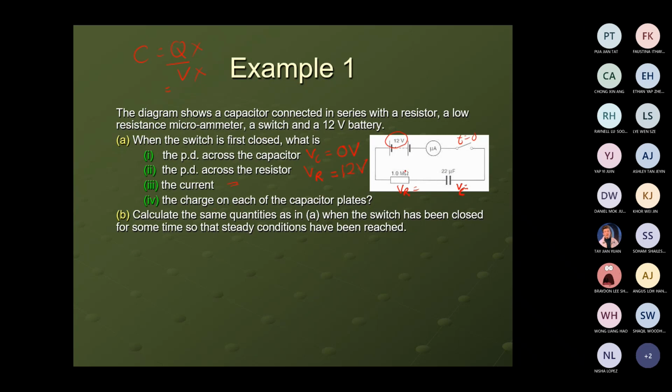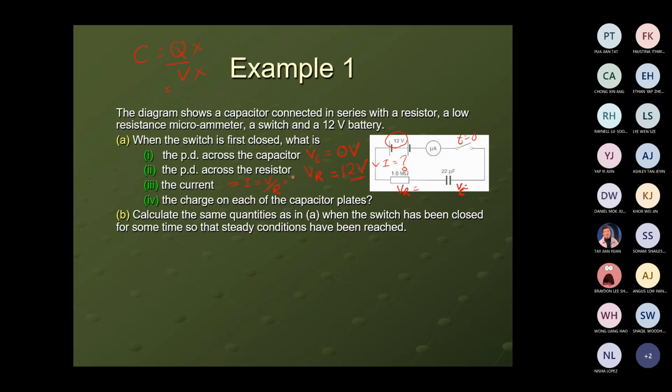What is the current flowing in the circuit when the time is 0? How can you find the current? You can use the information of the resistor. The resistor is 1 mega ohm and the resistor takes 12 volt, so you can work out the current through the resistor. The current through the resistor is the current across the circuit, right? What formula comes to your mind? I equals V over R, correct? V equals IR.